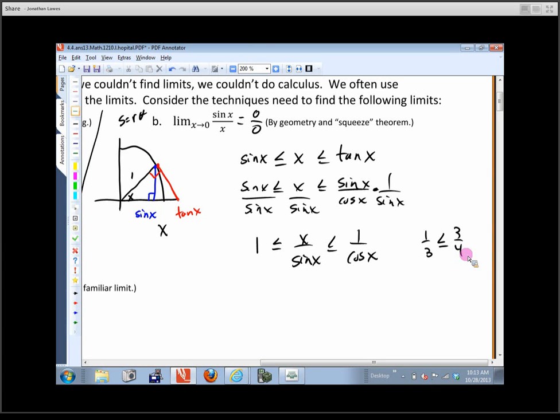Zach? Yeah, it is. Okay. Less than or equal to. Less than or equal to. 1/3 is less than 3/4. Okay. That is a true statement.